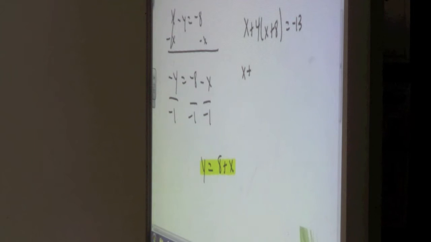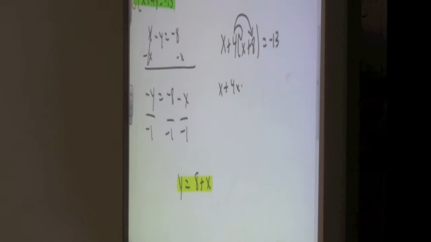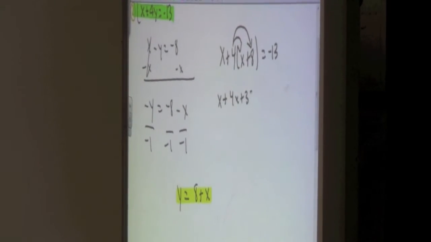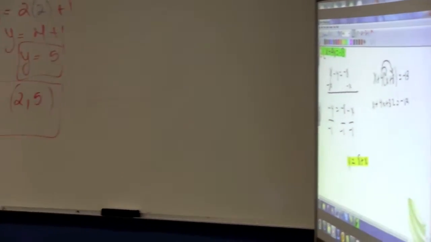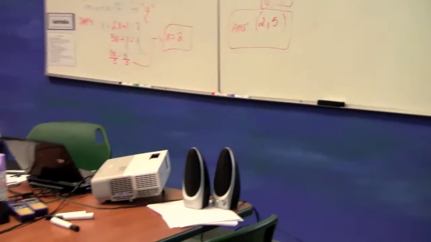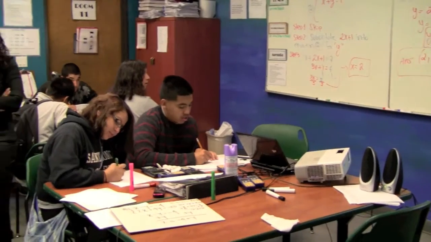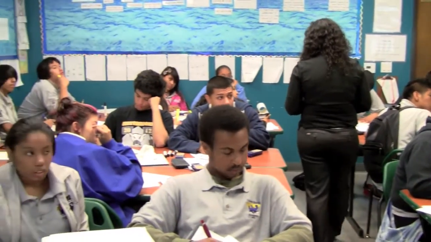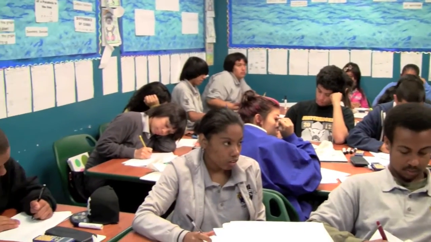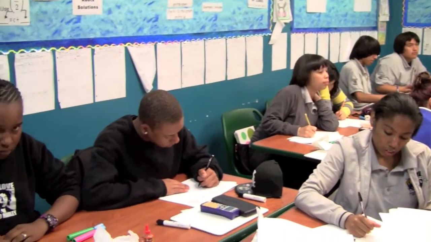x plus, 4 times x is 4x. We distribute now, and 4 times 8 is 32, equals -13. So the next step is to combine like terms. What we have to combine is our x and our 4x, and that'll give us 5x plus 32 equals -13.